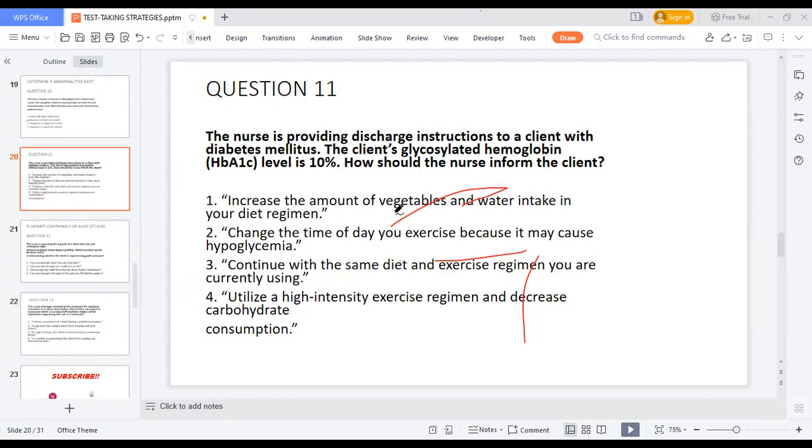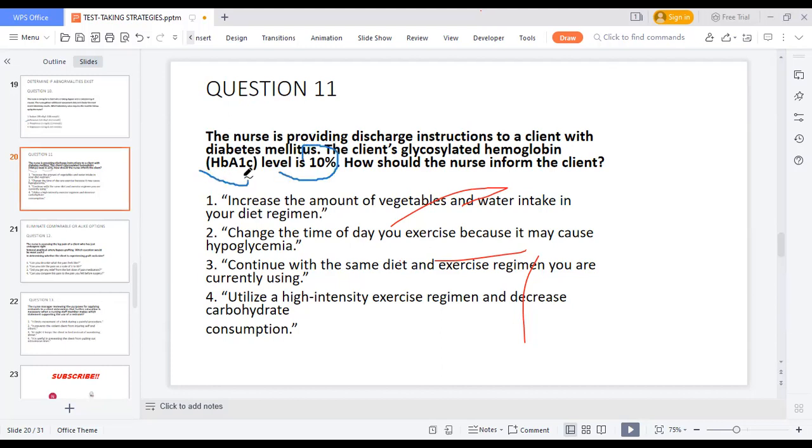We're still on determining abnormalities. Let's get this one. The nurse is providing discharge instructions to a client with diabetes mellitus, and the client's glycosylated hemoglobin level is 10. How should the nurse inform the client? Okay, guys, this question will determine, like I said before, whether you know lab values. So if you know the lab values, you will be able to answer this type of question.